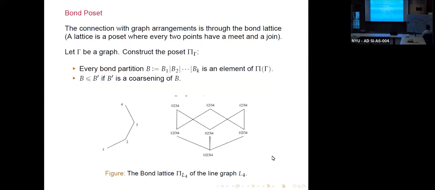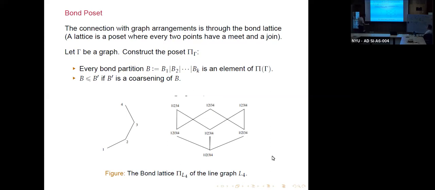Okay, so what's the connection of the graph arrangements, the graph configuration spaces, with posets? Well, through the bond lattice. The bond lattice, as I mentioned, I've been talking about it now, right? So if you take a graph, you take these bond elements, the blocks correspond to connected subgraphs, but you can merge them, right? When you merge them and they make another connected subgraph, you get a coarser partition covering your original partition.